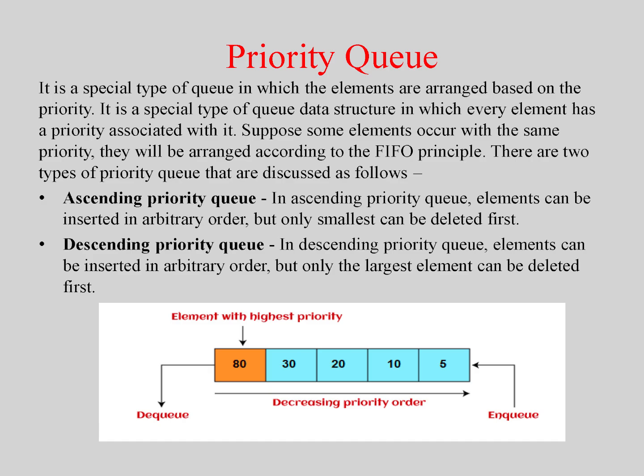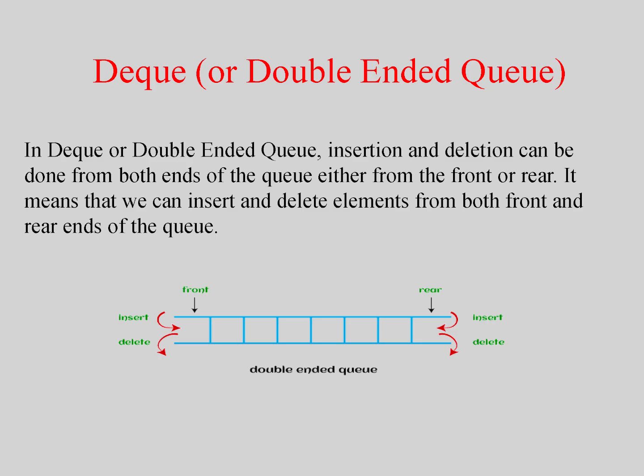Priority queue. It is a special type of queue in which the elements are arranged based on priority. It is a special type of queue data structure in which every element has a priority associated with it. Suppose some elements occur with the same priority, they will be arranged according to the FIFO principle. There are two types of priority queues: ascending priority queue and descending priority queue.